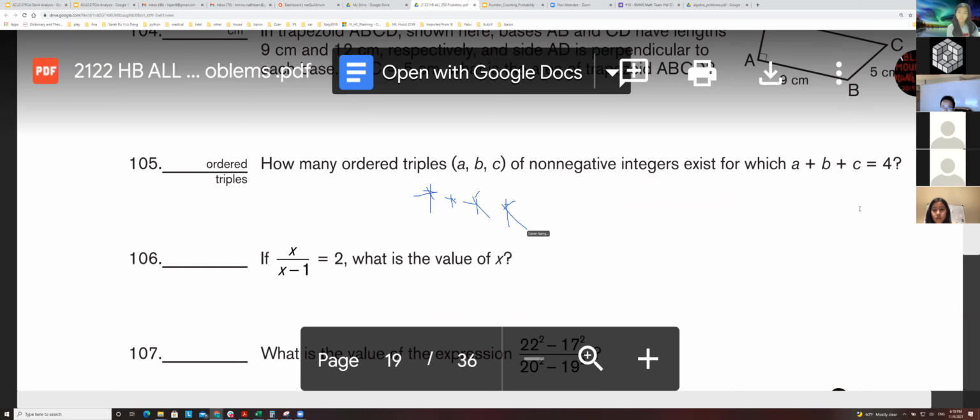And a plus b plus c, so there has to be 2 dividers for where a and b have to be, because there's 3 sections right here and here and here. So this part we can say is a, this part's b, this part's c.